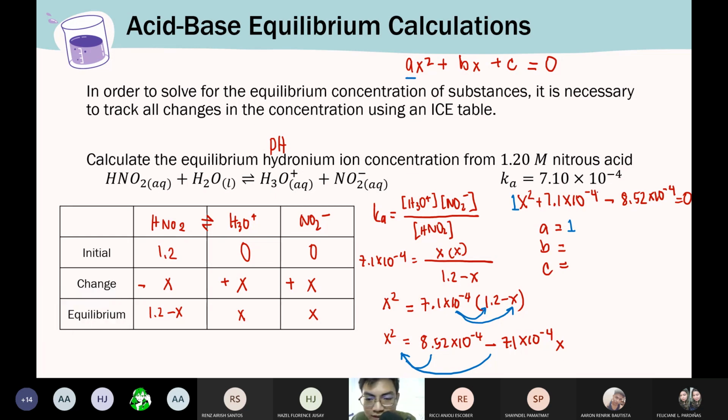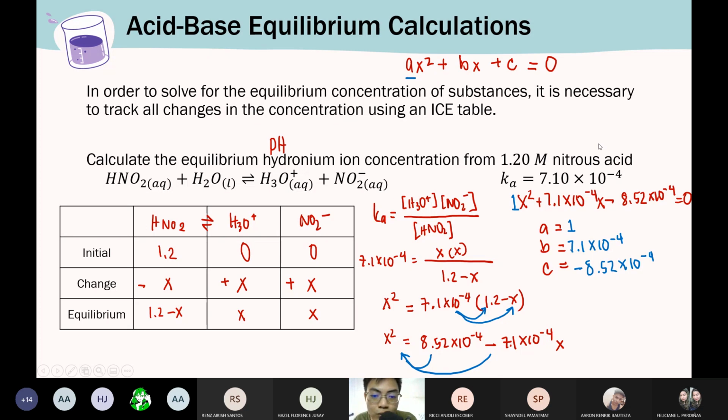May nakalimutan ako. Yung x. Sabi ko, huwag kalimutan si x eh. Ayan. Okay? So, yung coefficient ng x square is 1. Kapag wala nakalagay, edi 1 talaga yan. Okay? And then for b, that's the coefficient of x, which is 7.1 times 10 raised to negative 4. And then for c, that is yung number lang, including the negative sign. So that's negative 8.52 times 10 raised to negative 4.